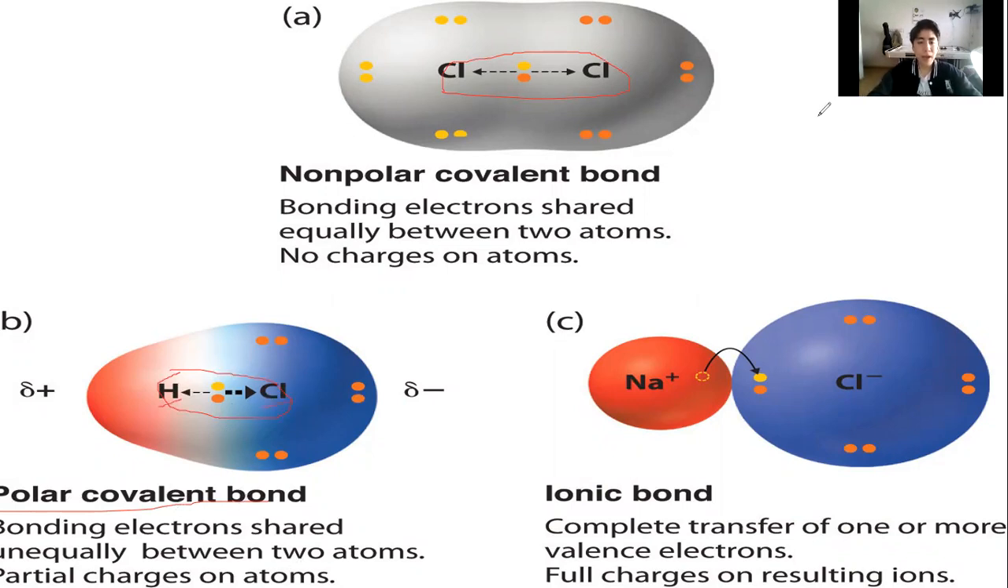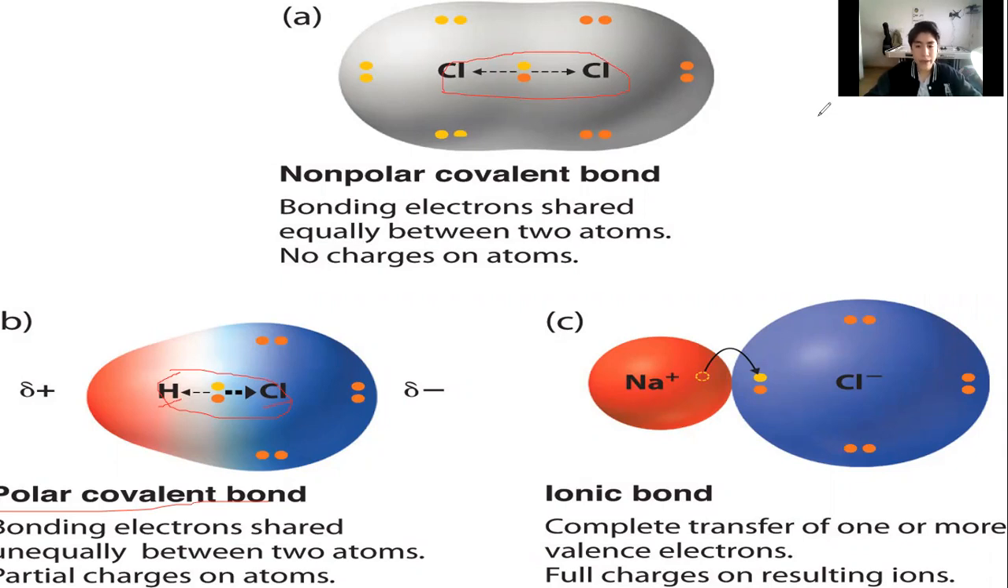So basically, the non-polar covalent bond is the bonding between two atoms that share electrons equally. They have no charge on the atoms. And the polar covalent bond is the bonding of electrons shared unequally between two atoms, with partial charges on the atoms.